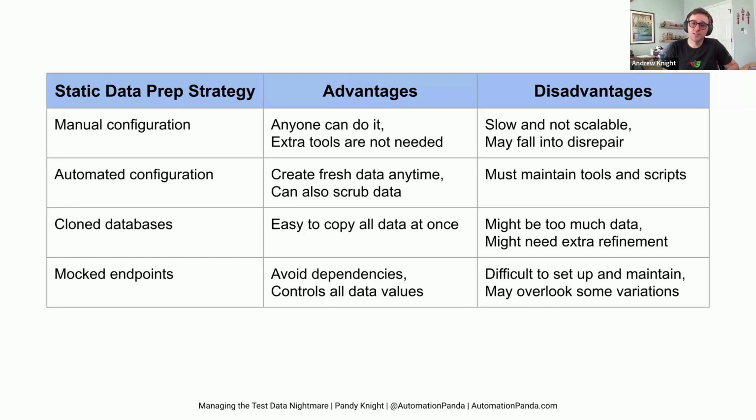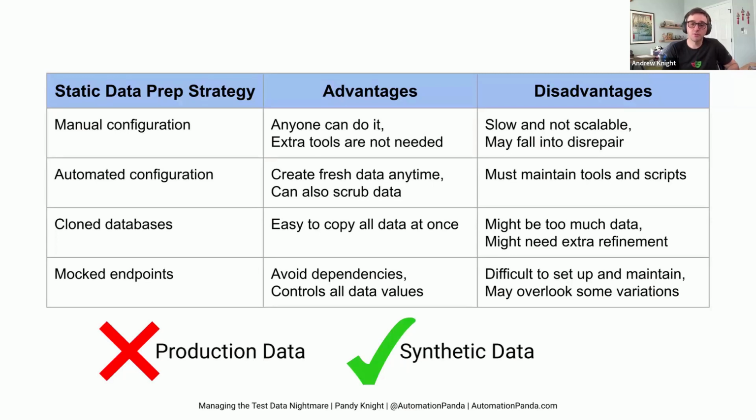These strategies can also work together. For example, you could use automated scripts to configure product data in a golden database, and then you could make clones of that database. In another example, in a large testing environment, you would choose to mock some endpoints while using real data for others.